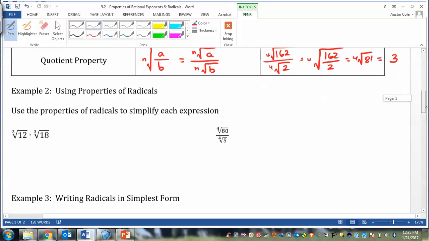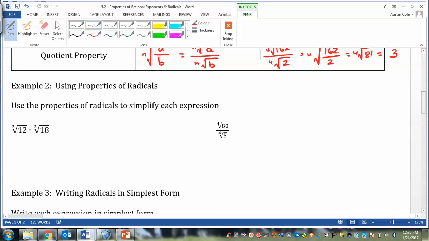All right, let's get into some examples. So right now, by itself, I don't know the third root of 12. It's really not nice, okay? And really, the cube root of 18 isn't really nice and neat either. Let's check. 12 times 18, what is that?